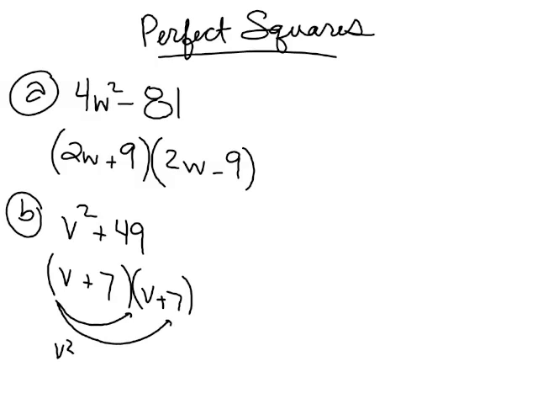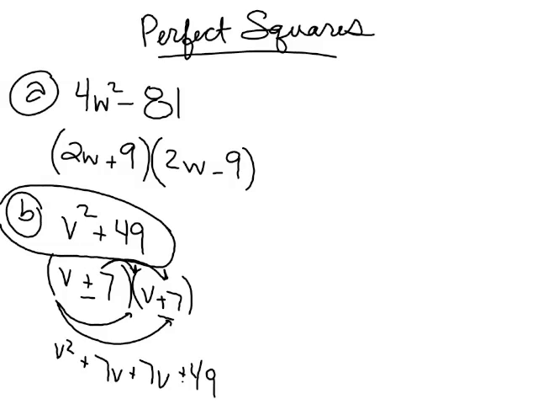plus 7v plus 7v plus 49. So my middle terms did not cancel out, did they? Because I ended up with 14v. Okay. What if they were both negative? I would have v squared minus 7v minus 7v. But you'd end up with a negative 14v. I'd end up with a negative 14v plus 49. So this is considered prime. There's no combination that will give me a v squared plus 49.